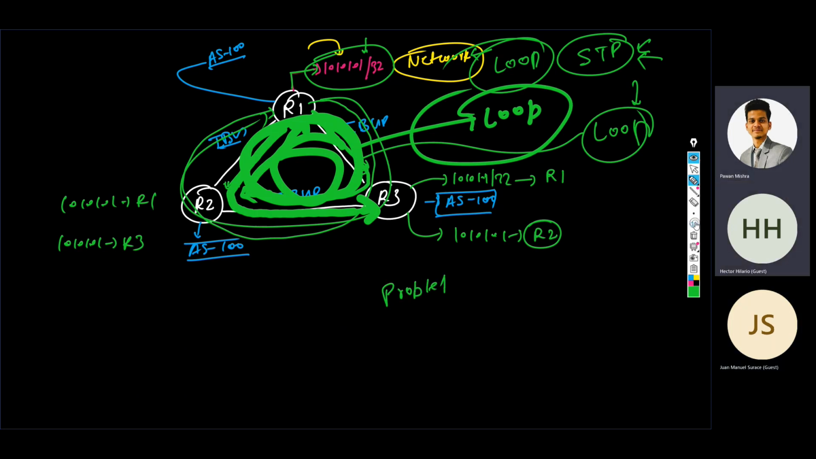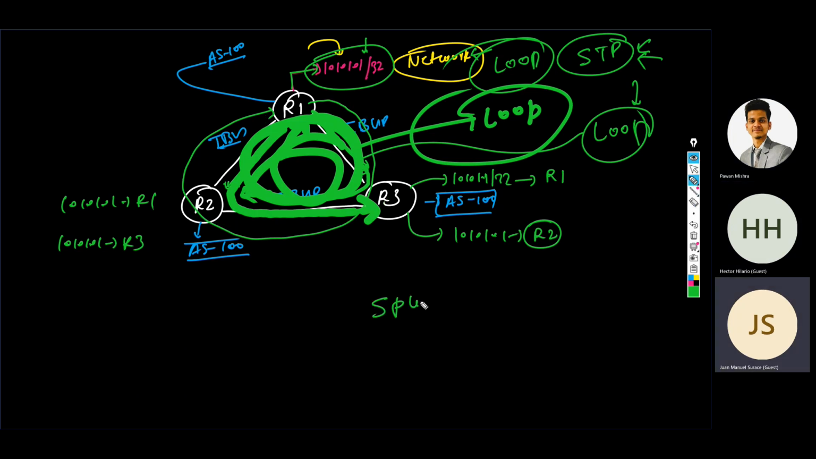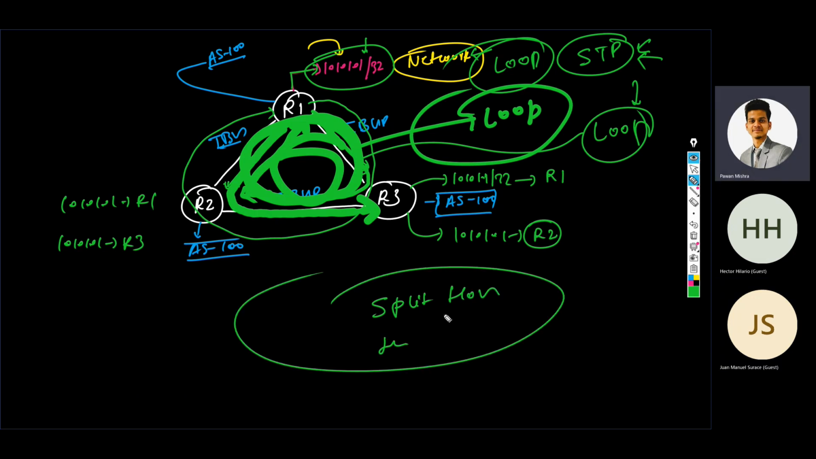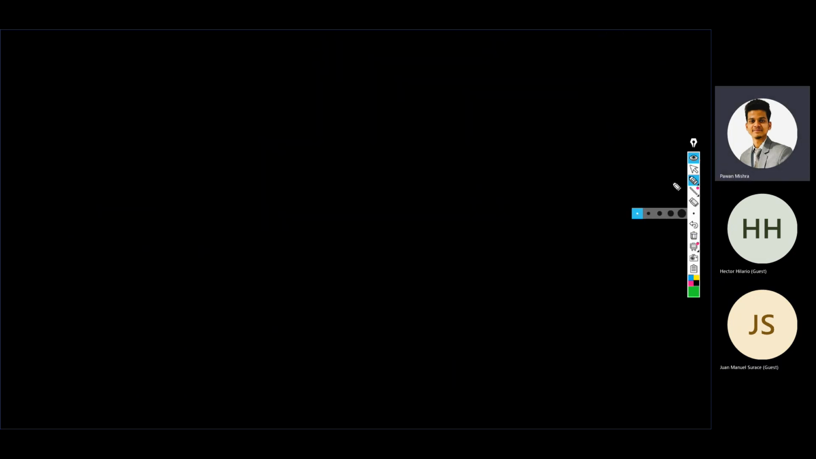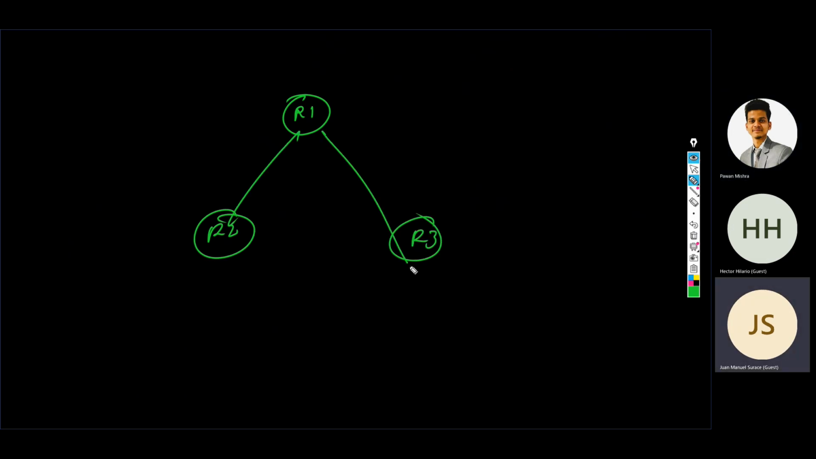Problem, right? That's why we are making the split horizon rule, or we can say the IBGP loop prevention mechanism, to remove this loop. How will it remove it? Okay, I can explain. R1, R2, R3.